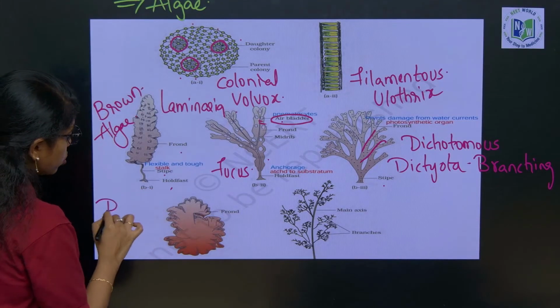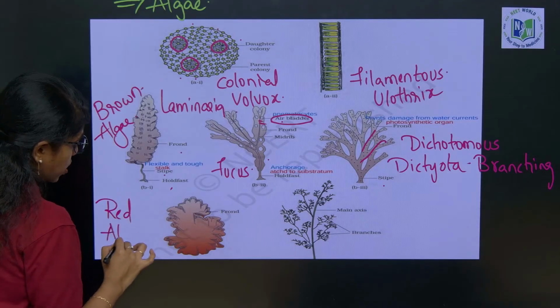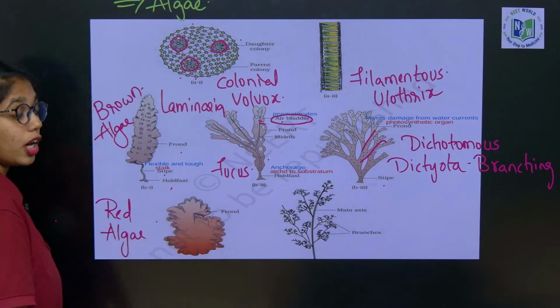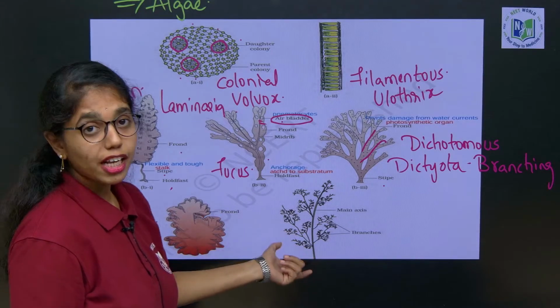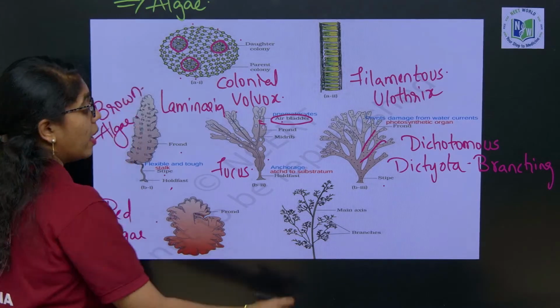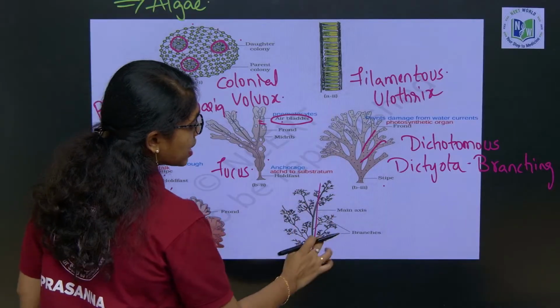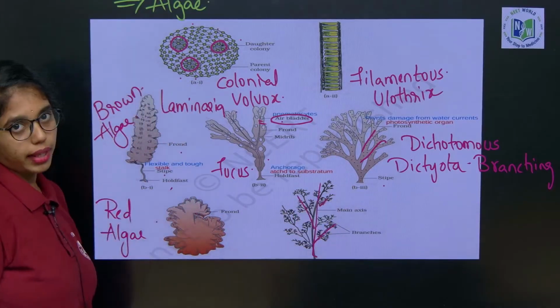Next, when it comes to red algae, or rhodophyceae, one is Porphyra and next is the branched form, Polysiphonia, where you can find the main axis and branches to that.